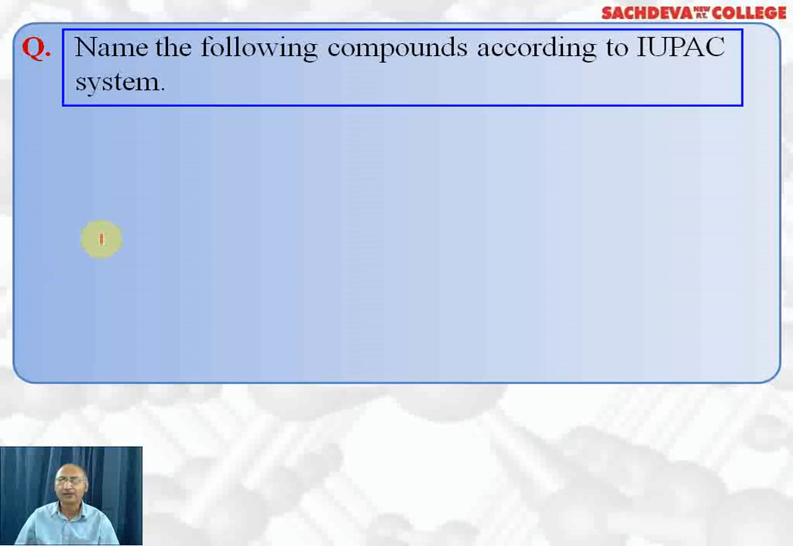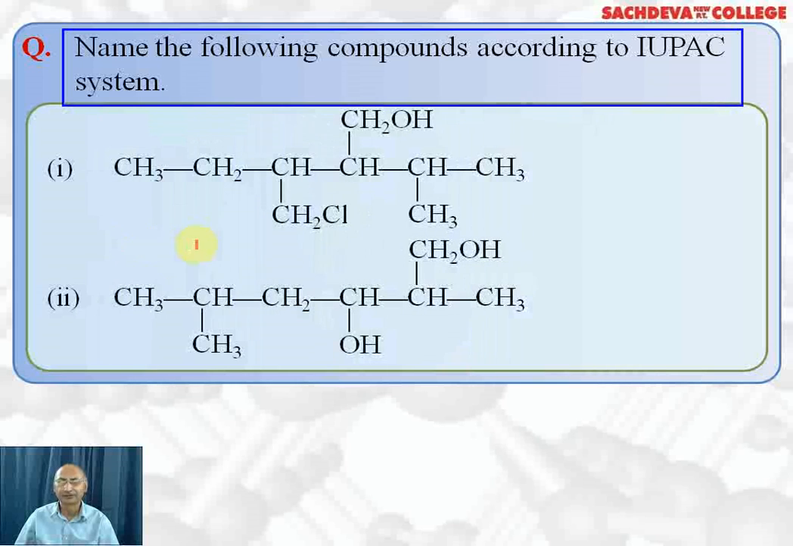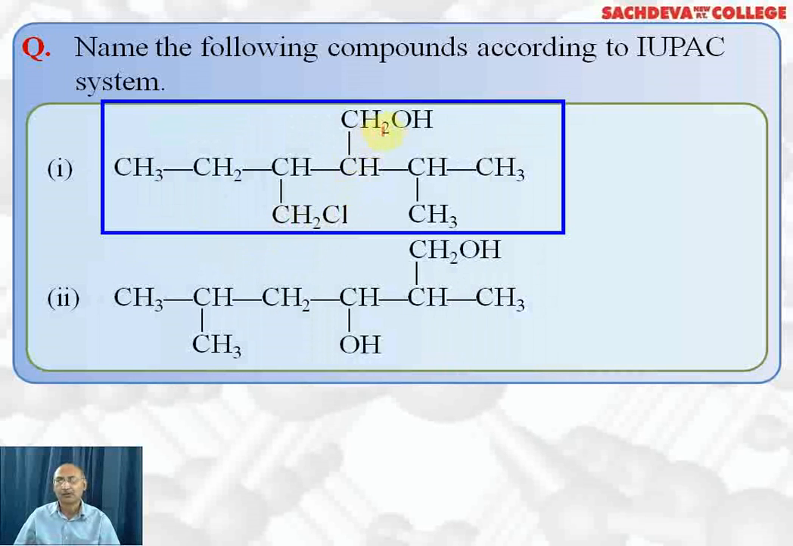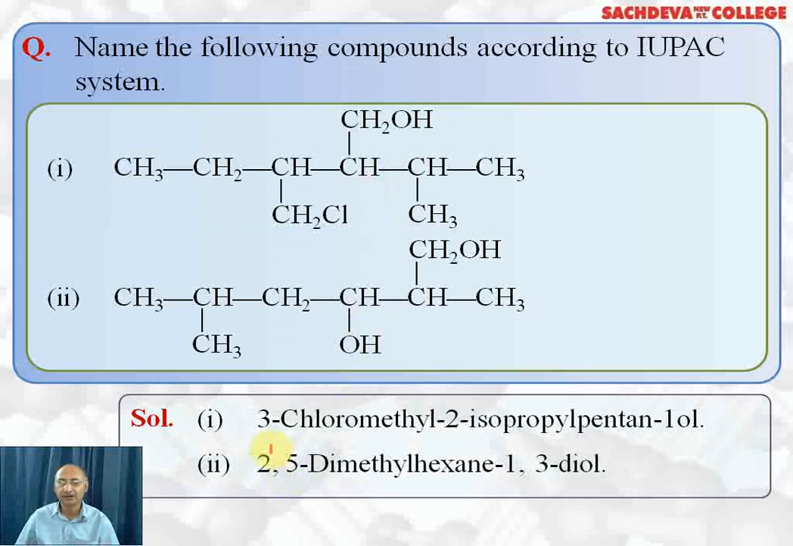Let's take up the IUPAC names of these compounds. The first one, the OH group will be given preference over Cl. So this will be number 1, 2, 3, 4, 5. At the third carbon, the group is called chloromethyl. So it is 3-chloromethyl, 2-isopropyl. This group is called isopropyl. Pentan-1-ol. That is the IUPAC name of the first compound, 3-chloromethyl, 2-isopropyl, pentan-1-ol.